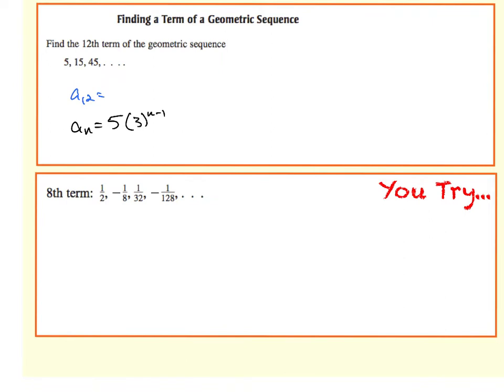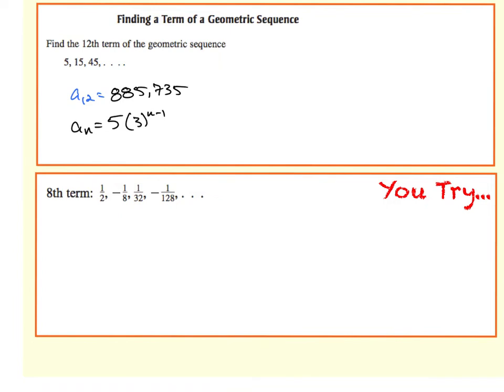So now all we're going to do is substitute in 12. Jillian, what do we get? I think it's a big number. 885,735. Good.